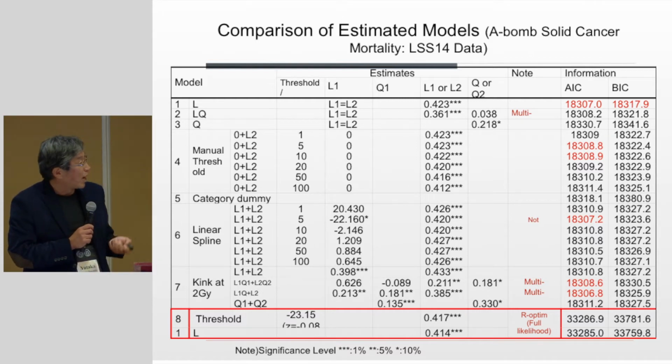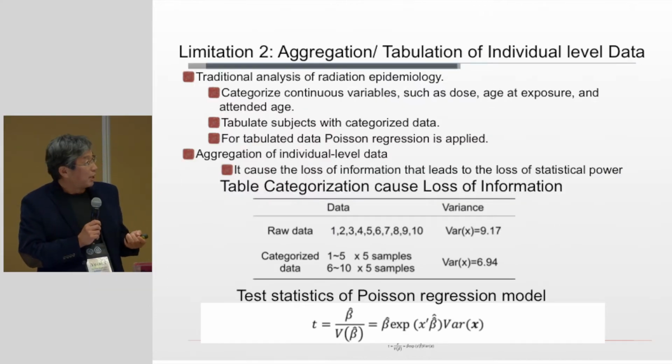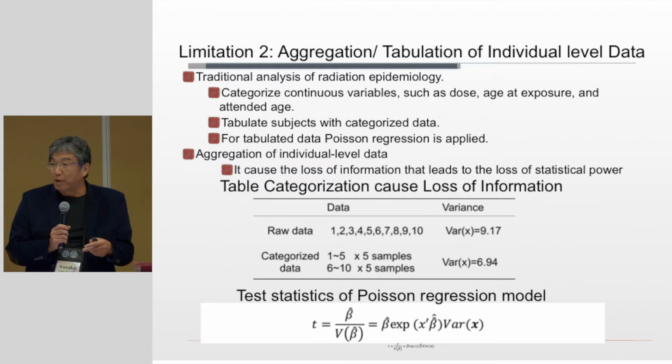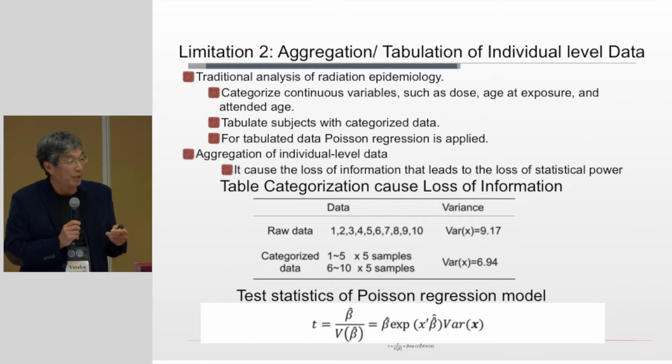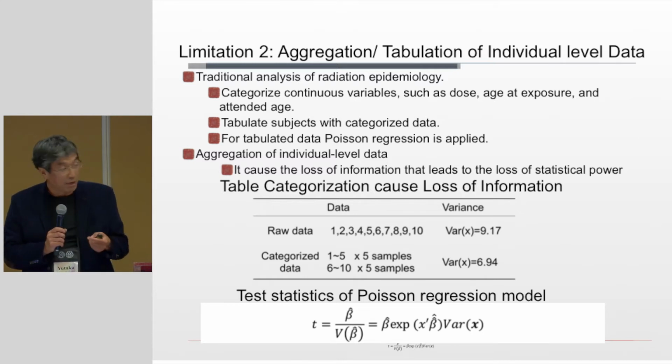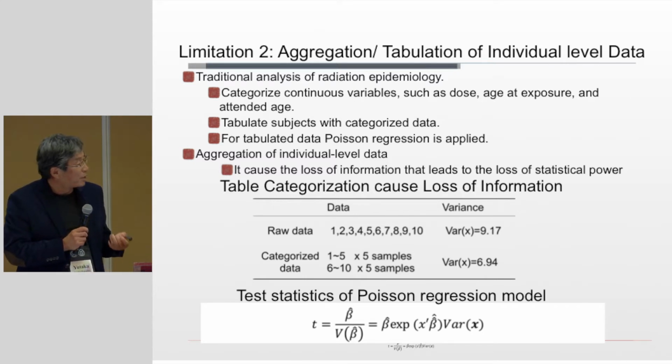Okay. The second one is aggregation of individual level data. In marketing, if individual level data is available, we apply logit or hazard models that utilize the full information of individual level data. But in the LSS, atomic bomb survivor data, continuous variables such as dose and ages are categorized and tabulated, and Poisson regression is applied.